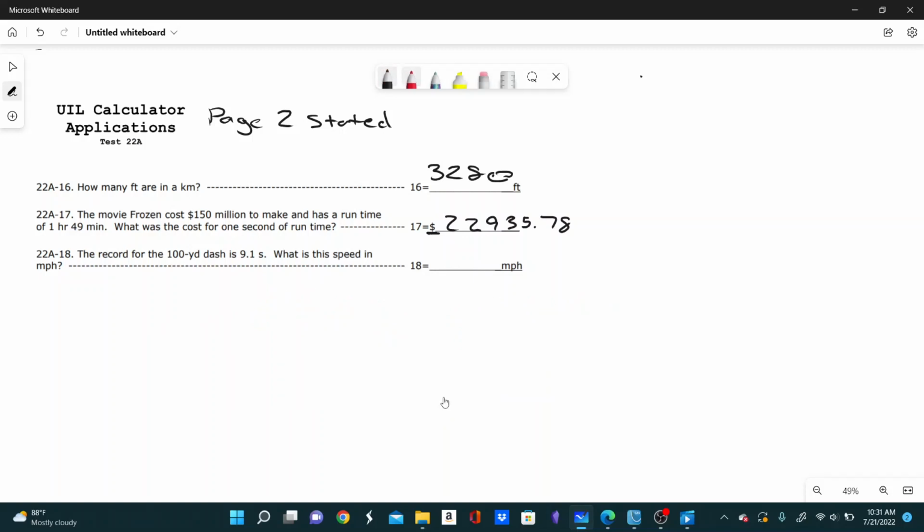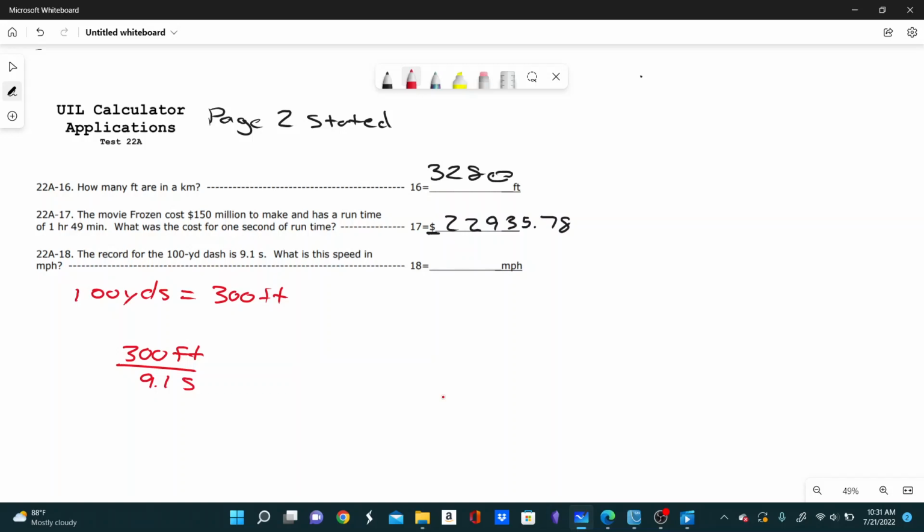Okay, let's see. The record for the 100-yard dash is 9.1 seconds. What is the speed in miles per hour? So I'm going to start by converting this to feet per second. So I know 100 yards, well, 1 yard is equal to 3 feet. So 100 yards is equal to 300 feet. And so the speed is going to be 300 feet per 9.1 seconds.